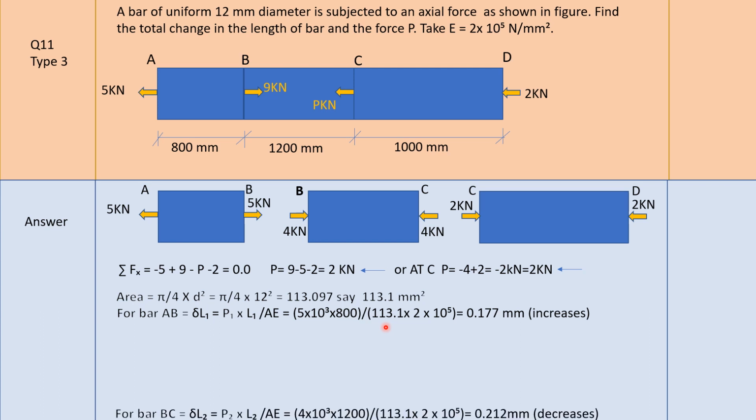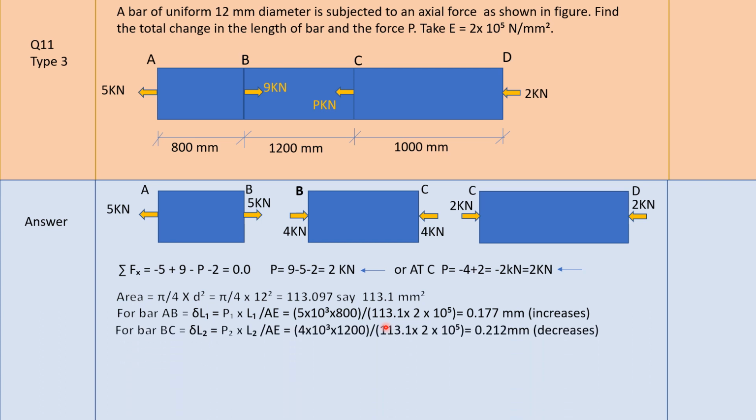Then let us do the calculation for bar BC. Delta L2 is equal to P2 into L2 divided by AE. Substitute the value. Now P is 4 kilonewton, so 4 into 10 raised to 3, convert it into Newton. Length of the BC given is 1200, so 1200 divided by area 113.1, and E is 2 into 10 raised to 5. Put the bracket in the numerator and the denominator and then start doing the calculation.